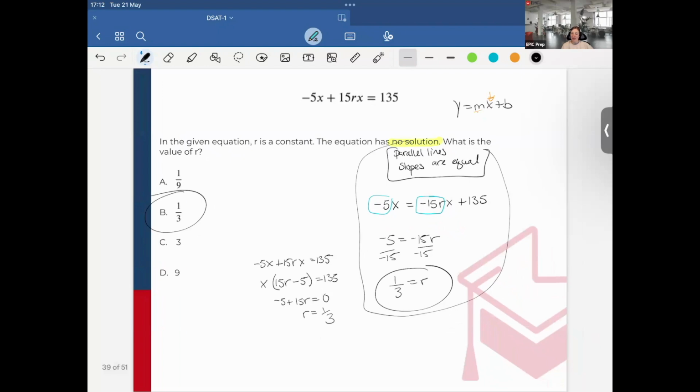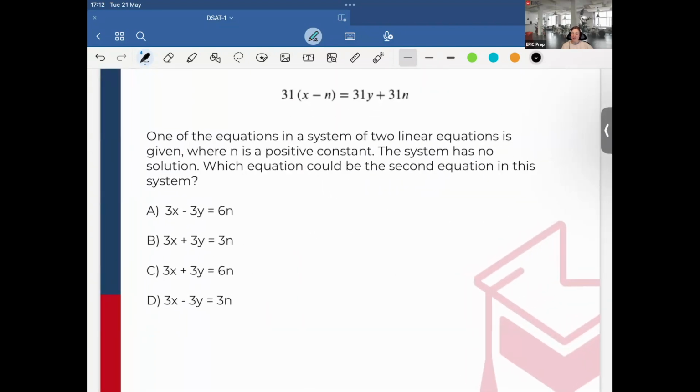Okay. And then, oh my goodness, let's look at this classic. One of the equations in a system of two linear equations is given, n is a positive constant. The system has no solution. Which equation could be the second equation of the system? Parallel lines, and therefore they have the same slope.